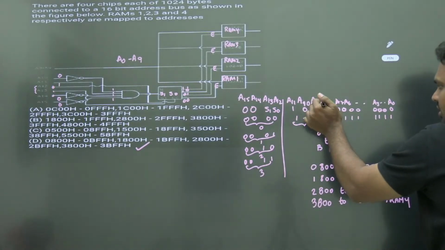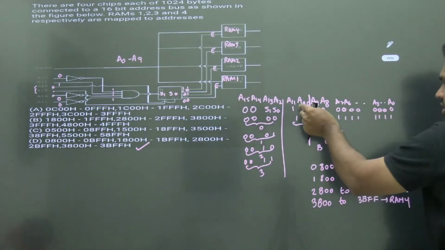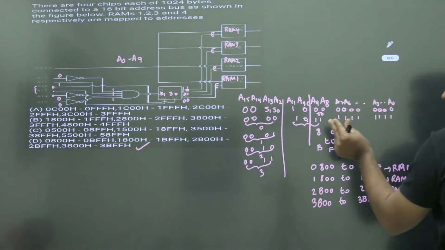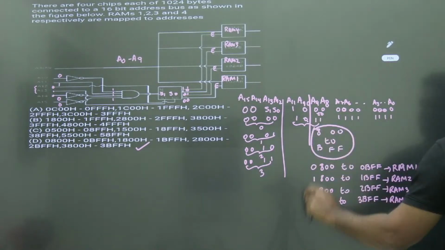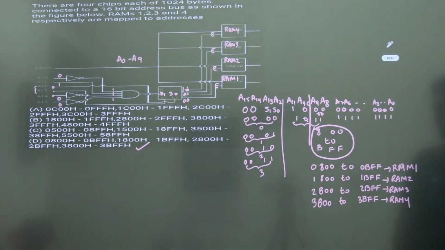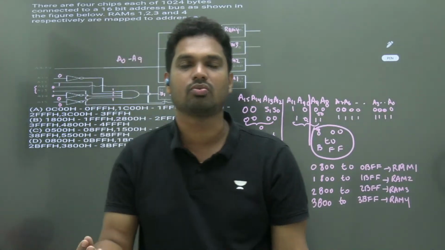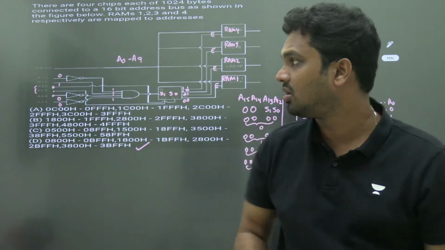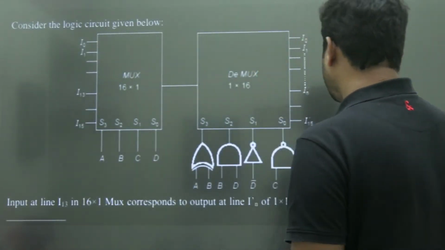So here A9 to A0 can be all zeros to all ones, can give you 8002 to BFF for any particular ROM RAM. So these are the addresses selected. There is nothing here regarding RAM, but this is a question based on your basics of the digital. Okay, next question. What is the value of the N?